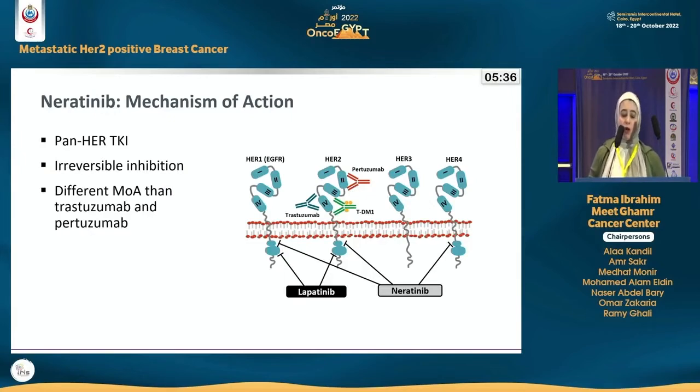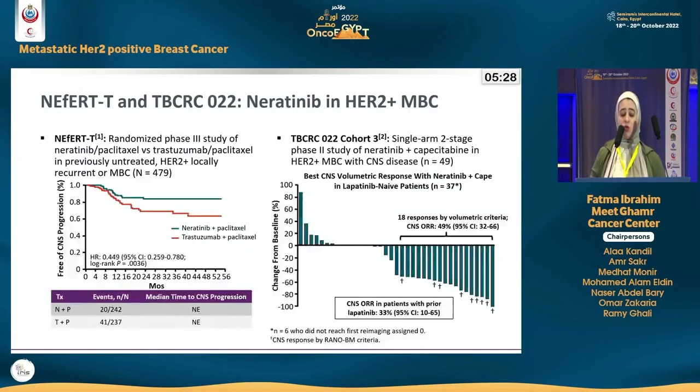Neratinib, regarding mechanism of action, we know that it is a pan-HER tyrosine kinase inhibitor, an irreversible inhibitor, with a different mechanism of action than trastuzumab and pertuzumab. Regarding the NEfERT-T trial, it showed that the number of patients who developed CNS metastasis was less in the arm that received neratinib plus paclitaxel versus trastuzumab plus paclitaxel.